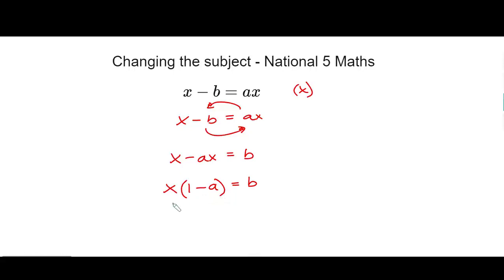So then what I can do is I can now solve for x, because if I divide this by 1 minus a, that can cancel. I've also got to divide b by 1 minus a. Then that gives me x is equal to b divided by 1 minus a.